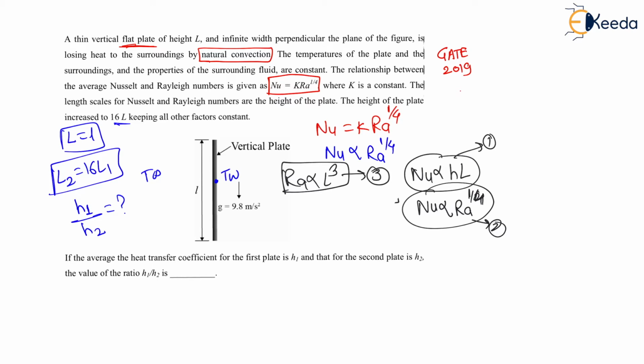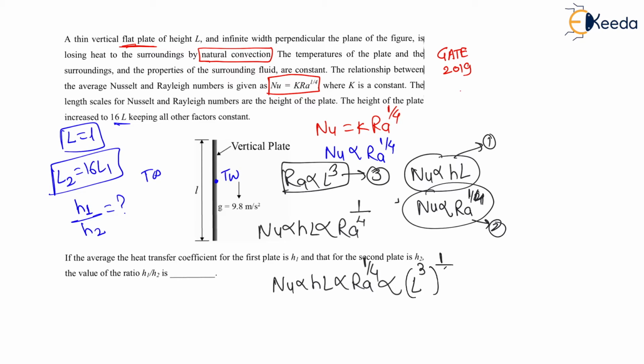Now here the very first relation is Nusselt number is directly proportional to HL, and the second relation is Nusselt number is directly proportional to Rayleigh number power 1 by 4. But my dear students, Rayleigh number is directly proportional to L cube. Therefore, can I say this Nusselt number is directly proportional to HL, which is directly proportional to Rayleigh number power 1 by 4, and Rayleigh number is directly proportional to L cube, but it is Rayleigh number power 1 by 4. Therefore, it will become L cube power 1 by 4, right? This will be our final relation.